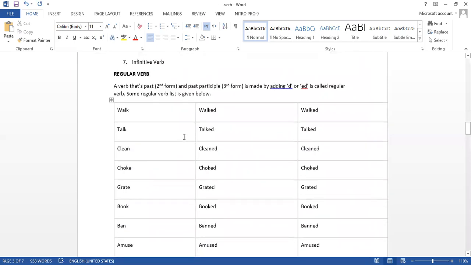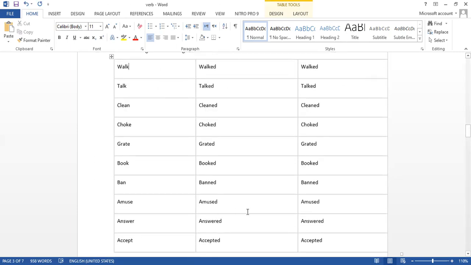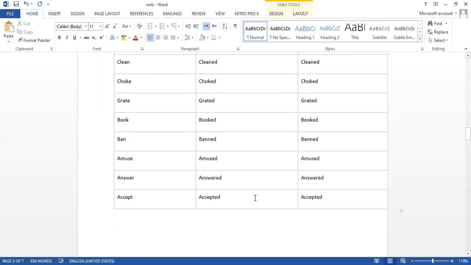Regular verbs are those in which the second and third forms are the same, with the help of what? D or ed. For example, walk, walked, walked. So walk is a regular verb because it accepts the rule of D or ed, and its second and third forms are the same. That is called regular verbs. Talk, talked, clean, cleaned, chalk, chalked, grate, grated, book, booked, ban, banned, amuse, amused, answer, answered, accept, accepted.